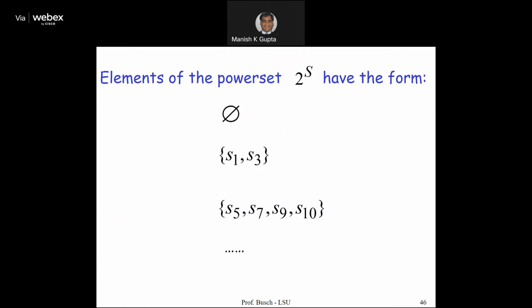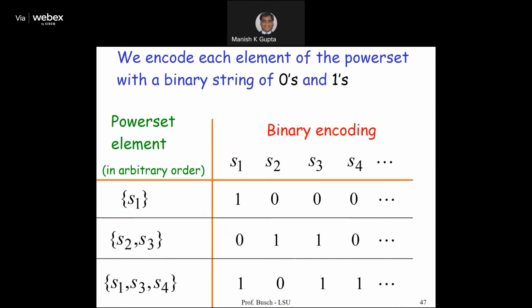The power set of S will have all elements of size 1, 2, 3, and so on. You can write like this. Essentially, every element of the power set you can represent by binary strings. Do you agree with this?